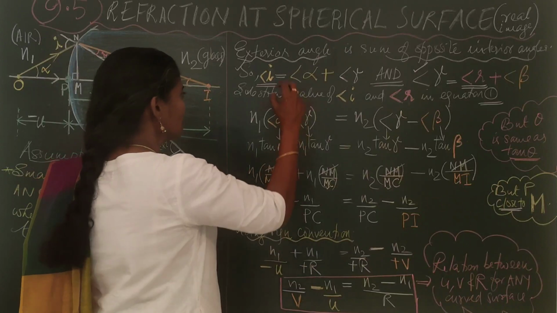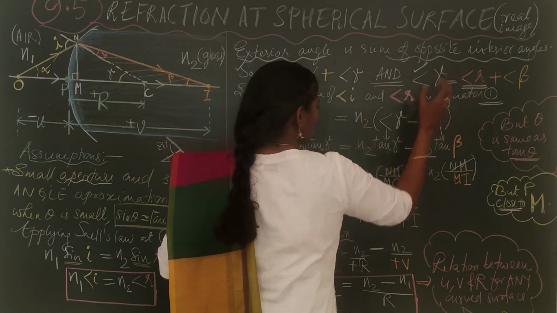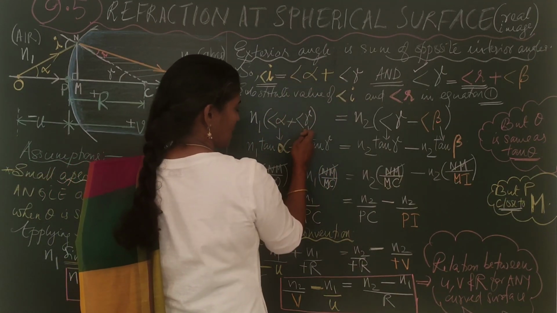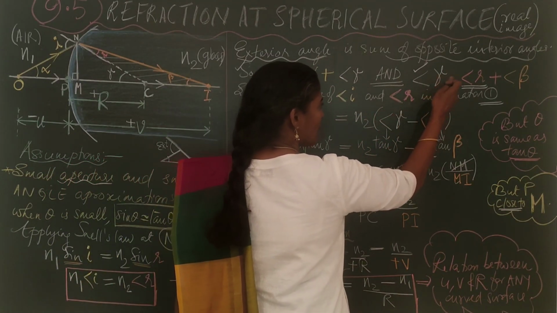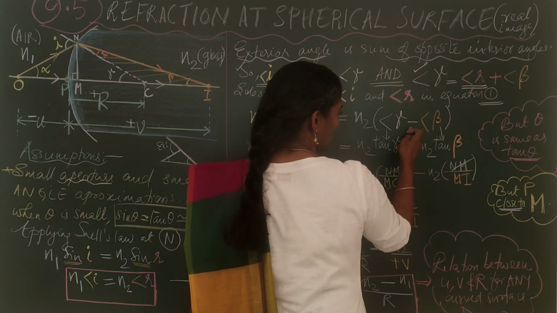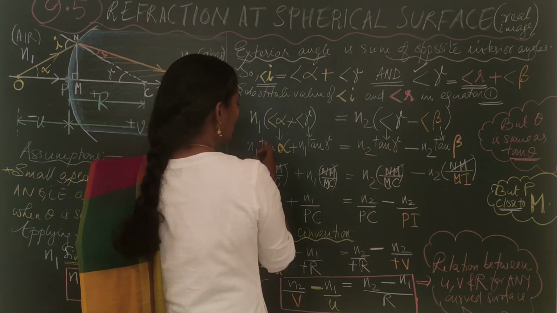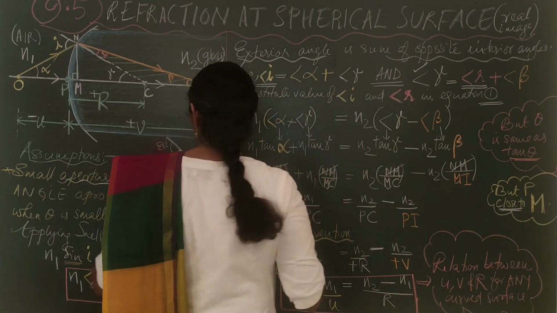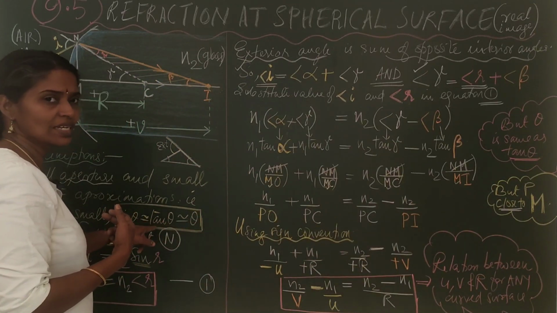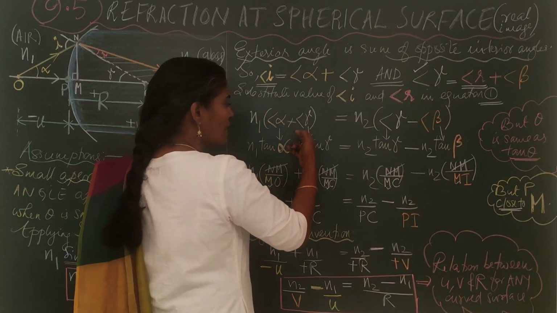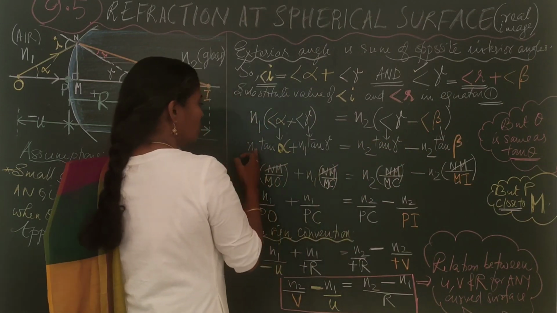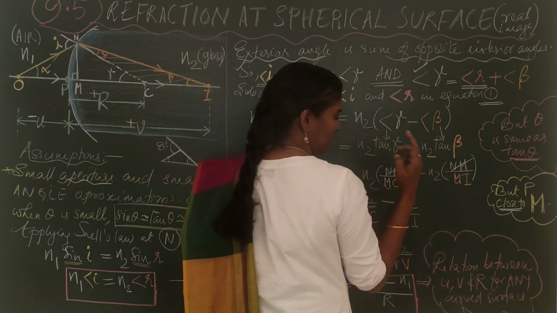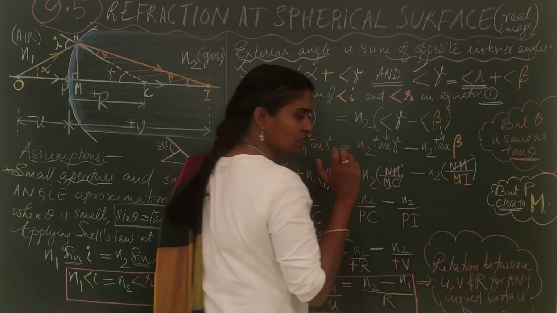Now take the values of I and R, substitute in equation 1. What is I? Alpha plus gamma. What is R? Gamma minus beta. Substitute here, expand. Instead of all these angles, I substitute tan, because you can put theta same as tan theta. So instead of theta, I write tan everywhere: N1 tan alpha, N1 tan gamma, N2 tan gamma, N2 tan beta. Expand and give the value of tan.